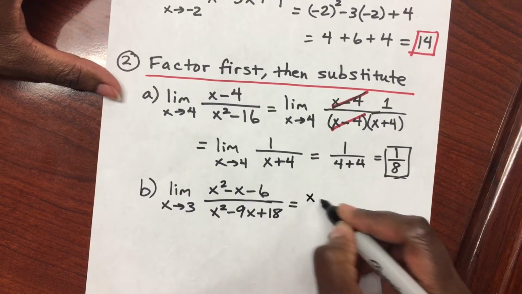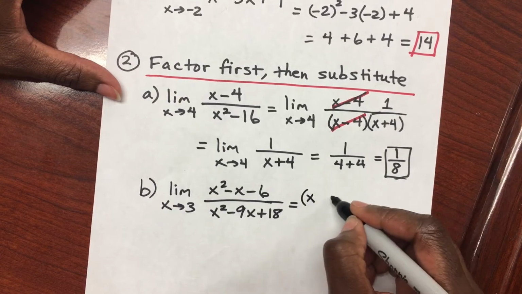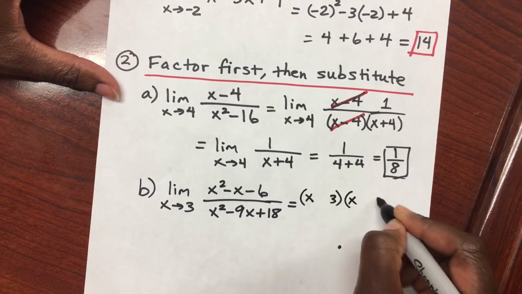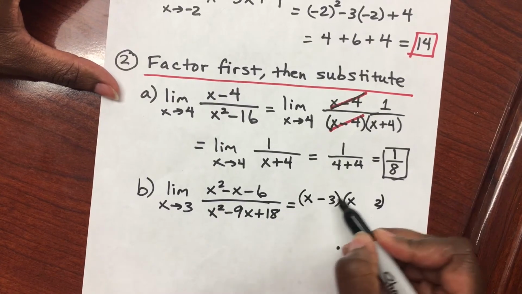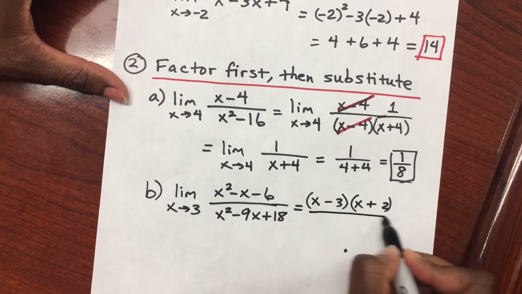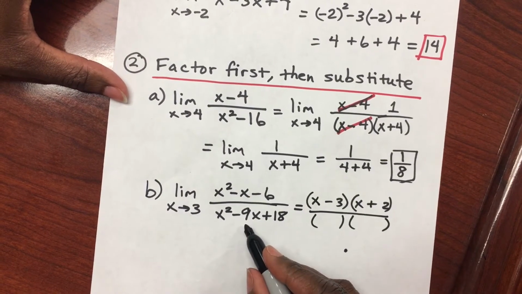So if we factor the numerator, we get, what 2 numbers multiply and give us 6? It's 3 and 2. But we want to add them and get -1, so it'll be -3 and +2. In the denominator, when we factor, what 2 numbers give us 18, that add up to -9.